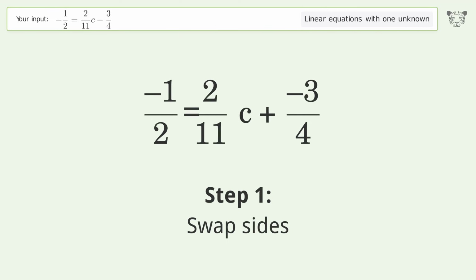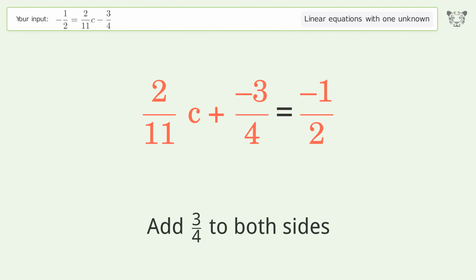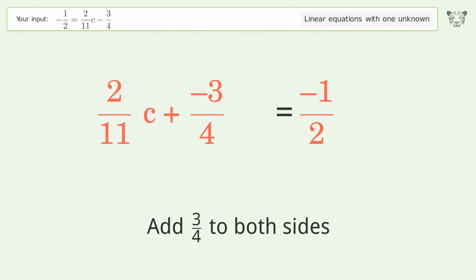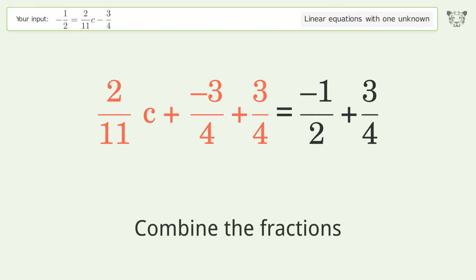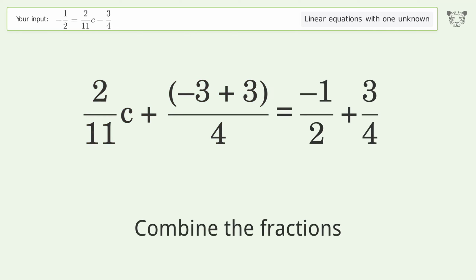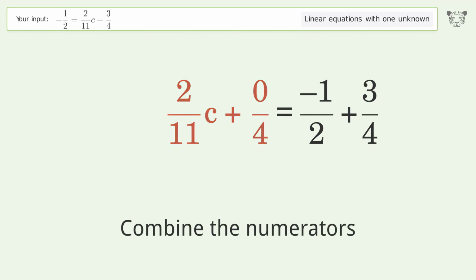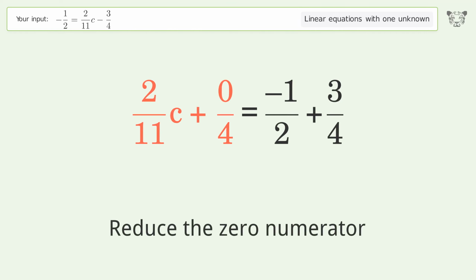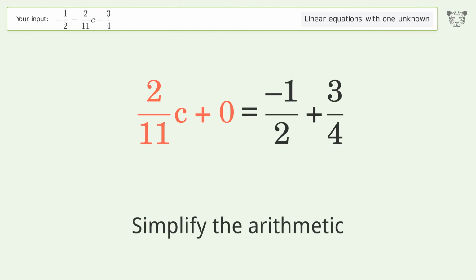Swap sides. Group all constants on the right side of the equation. Add 3/4 to both sides. Combine the fractions. Combine the numerators. Reduce the zero numerator. Simplify the arithmetic.